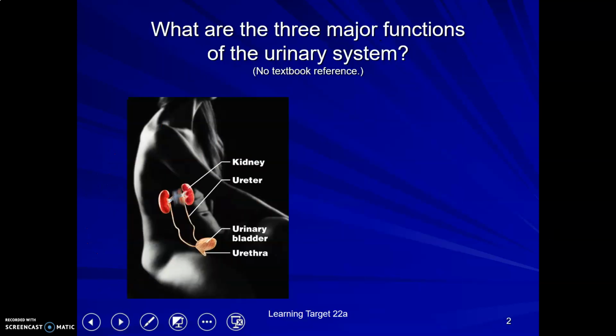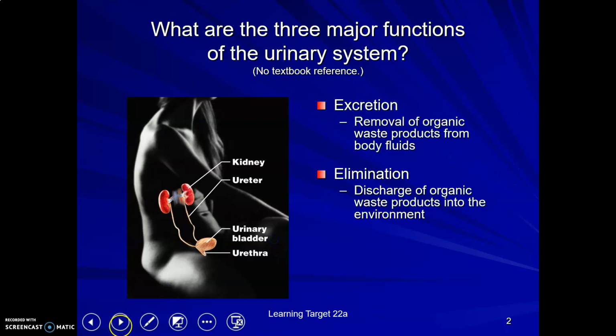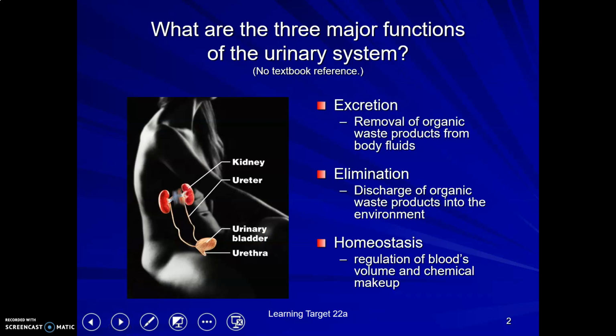So let's talk a little bit about functions, all right? We have three main functions: excretion, elimination, homeostasis. Excretion just means that we're going to take any products inside of our blood that are no longer useful to us, okay? So usually waste products or anything that we have excess of.